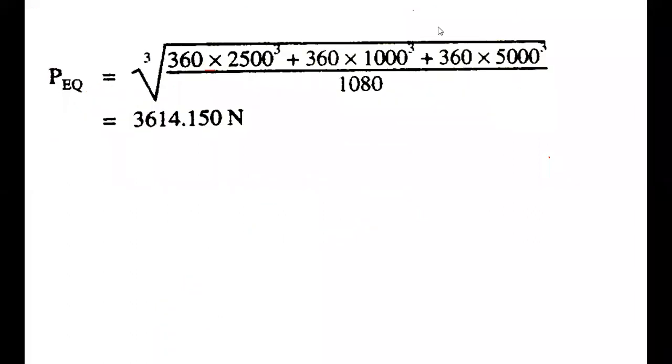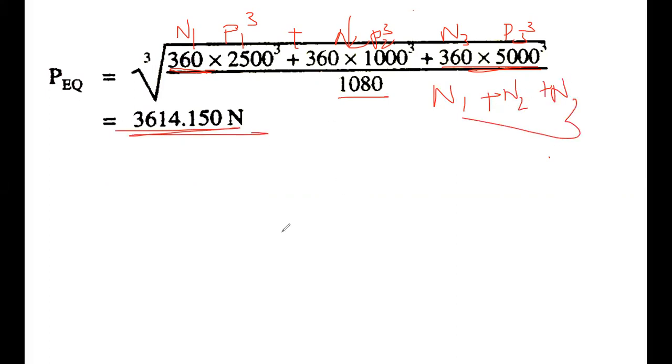So we will just use the formula of equivalent dynamic load, which is the cube root of N1, P1 raised to 3, N2, P2 raised to 3, and same way, N3, P3 raised to 3, divided by the addition, that is N1 plus N2 plus N3. Answer turns out to be 3614.15 Newton. We have just found out the equivalent dynamic load.